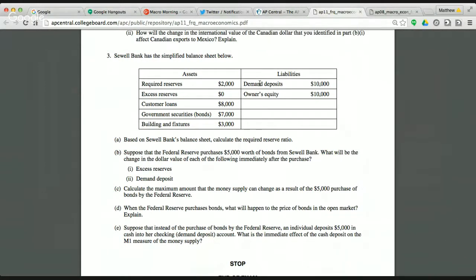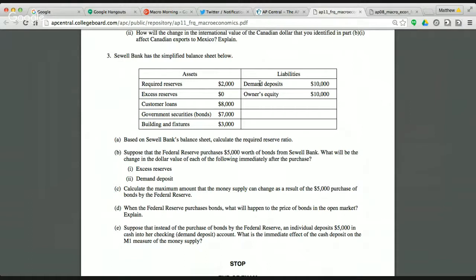2011, we have a balance sheet. You have assets on one side that has excess reserves, required reserves, and all kind of other things on there, loans, securities, and things. Then you have liabilities. The big thing we're looking at over there is demand deposits. Okay? Based on Swell's balance sheet, calculate the required reserve ratio. 20%. How did you get that? In the required reserves, they have 2,000. In demand deposits, they have 10. So 2 over 10 is 20%.